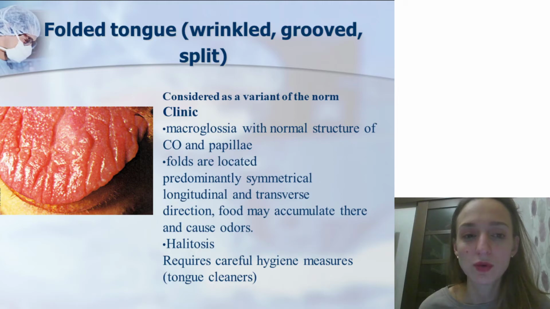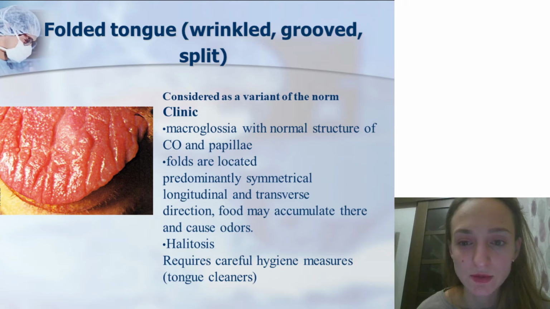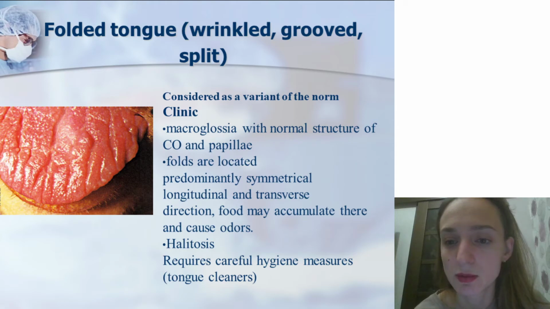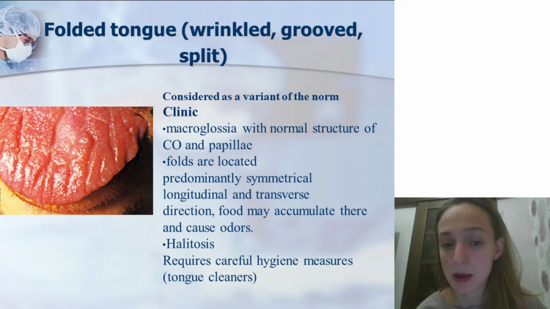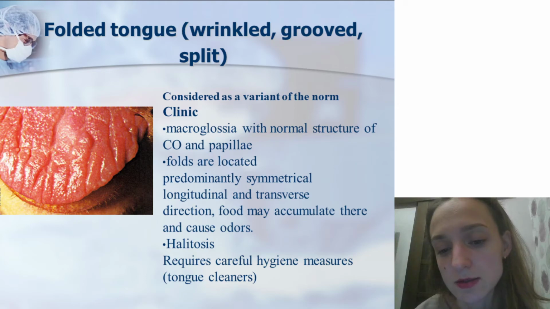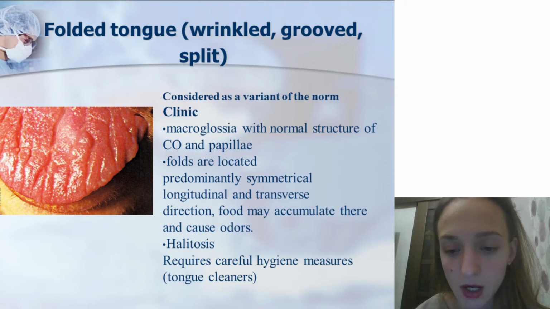Next one, folded tongue, and it is considered as a variant of the norm. And clinically, it is macroglossia with normal structure of the mucous membrane and papillae, and folds are located predominantly symmetrically, in longitudinal and transverse directions. So food may accumulate there and cause odors, and halitosis requires careful hygiene measures.